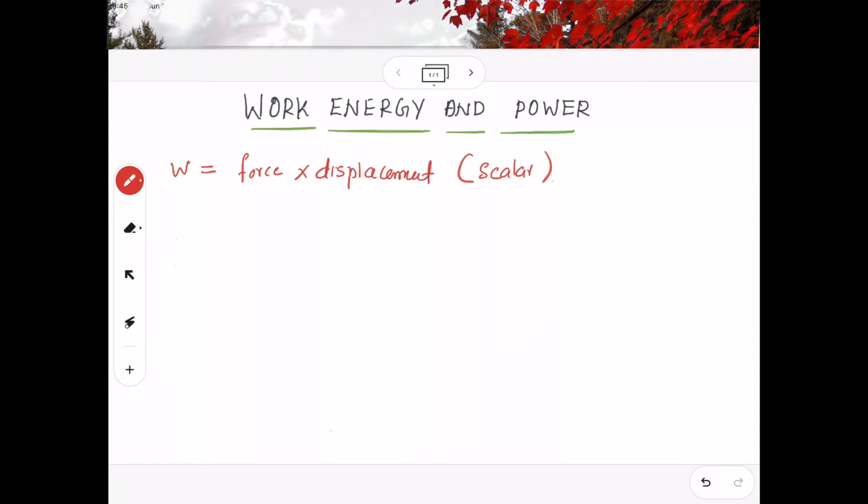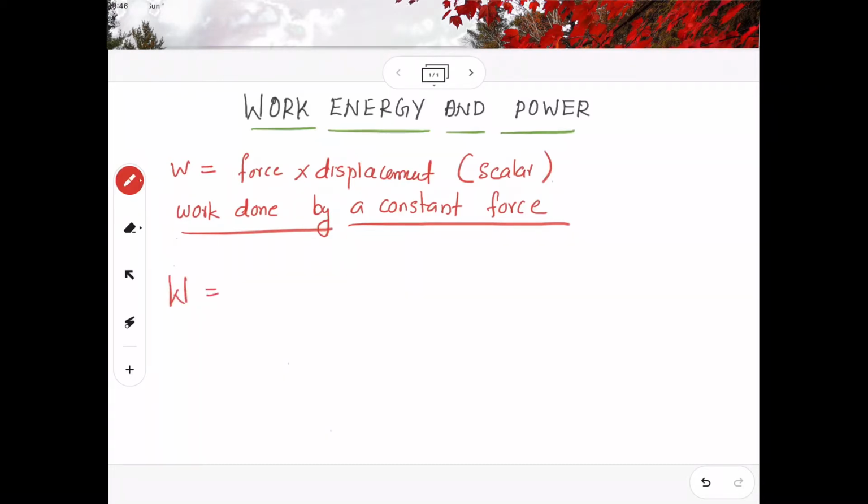then I will be writing the work done by a force. The force is a constant force. So let me write work done by a constant force. As I told you, work is a scalar quantity. If I am writing work W as a product of a force and the displacement, then displacement is a vector quantity and force is also a vector quantity. So the scalar dot product of force and displacement will be called the work.